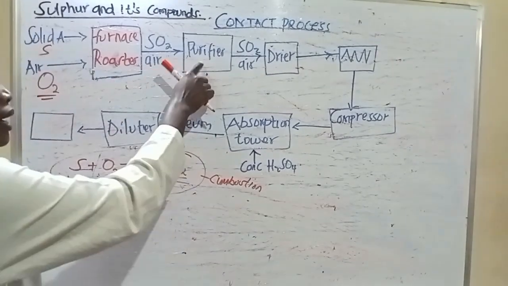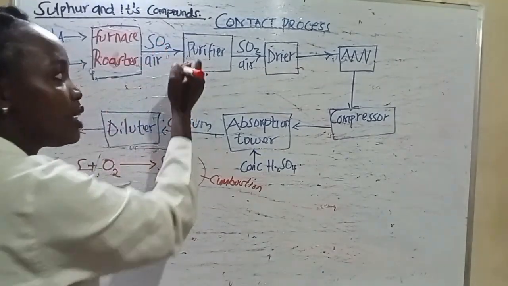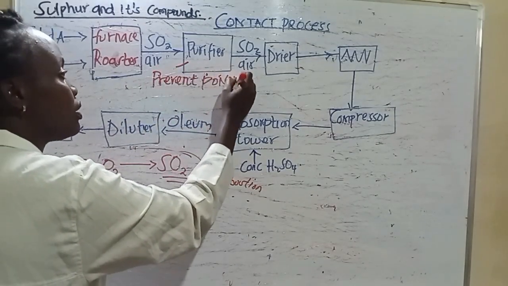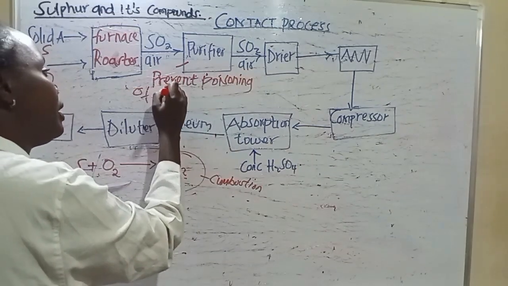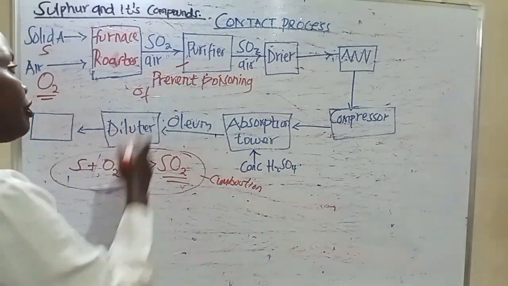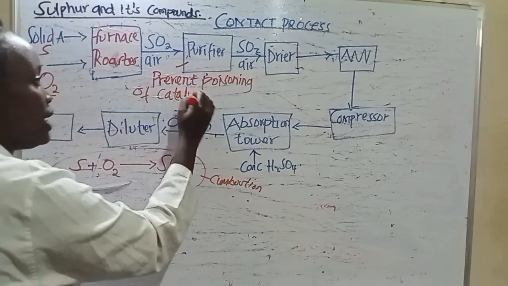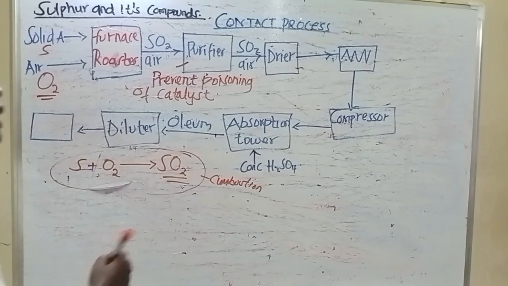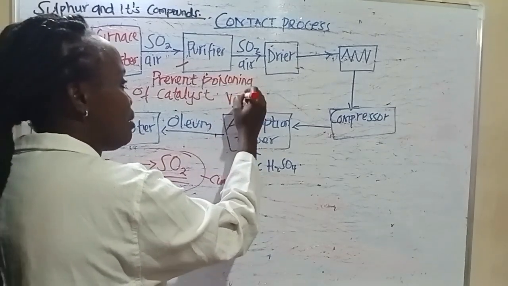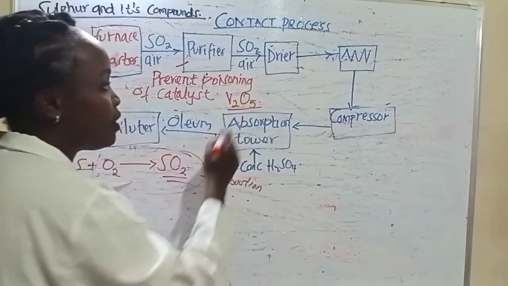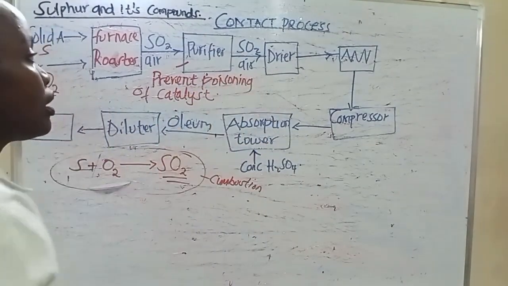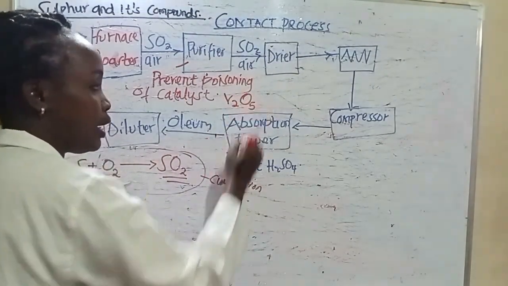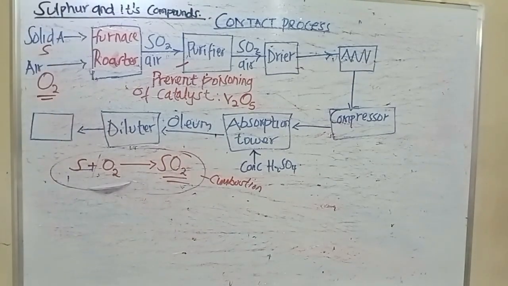So we take our air through the purifier in order to prevent poisoning of the catalyst. Now, what is the name of the catalyst that is going to be used during the contact process? The catalyst is vanadium V oxide. Okay, that is our catalyst in the whole process.